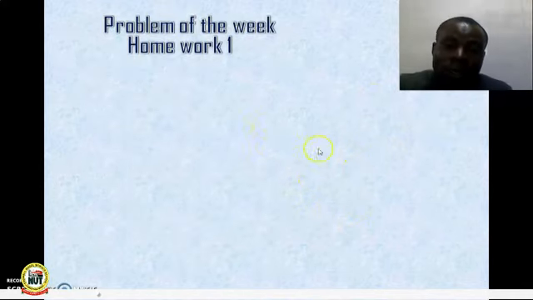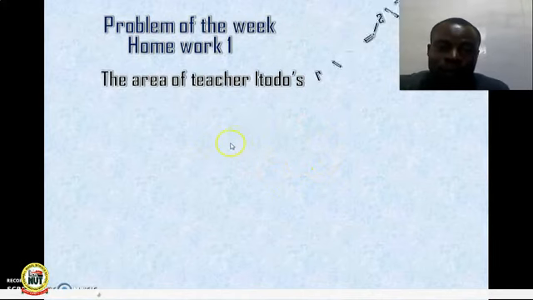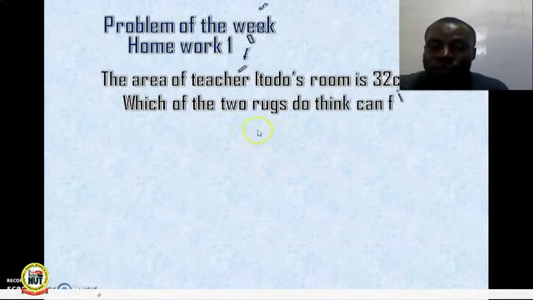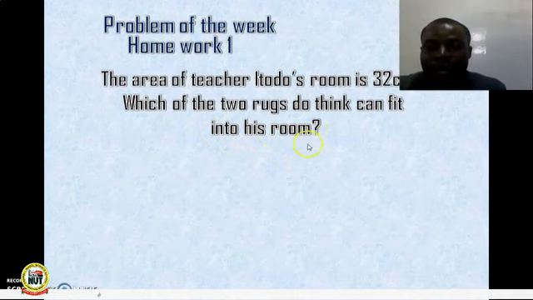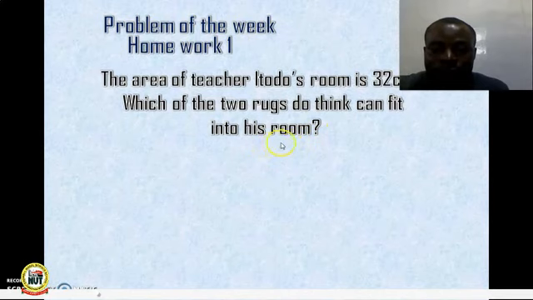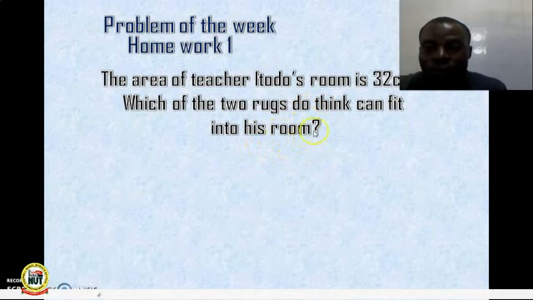The first homework is a problem of the week, and it's very simple. The area of teacher Itodo's room is 32 centimeters square. Yes, that is the area of my room. It's a very big room. Which of the 2 rugs do you think can fit into his room?